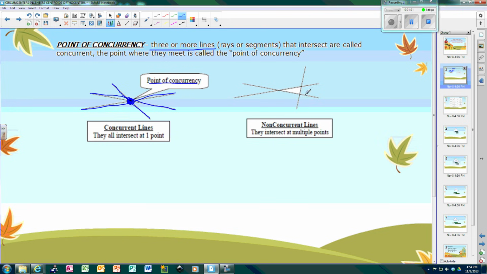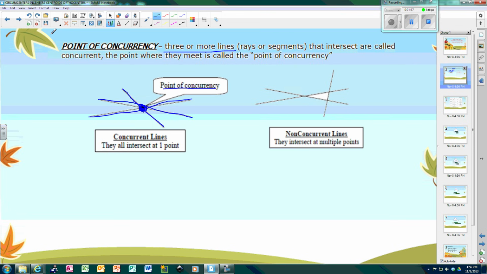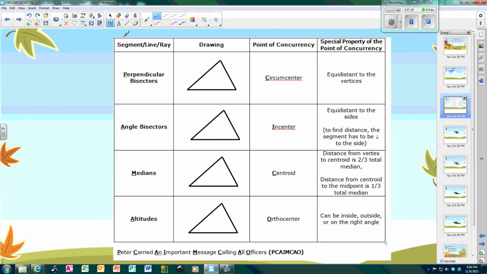These would be considered non-concurrent lines because you only have two intersecting at a time. Okay. So here we've got our non-concurrent lines and our concurrent lines. So let's hide this. All right. So let's talk about what happens here.